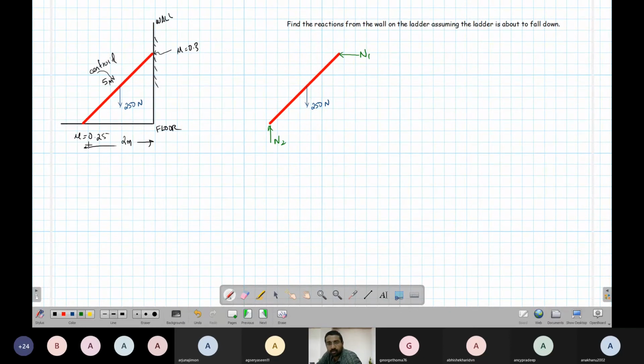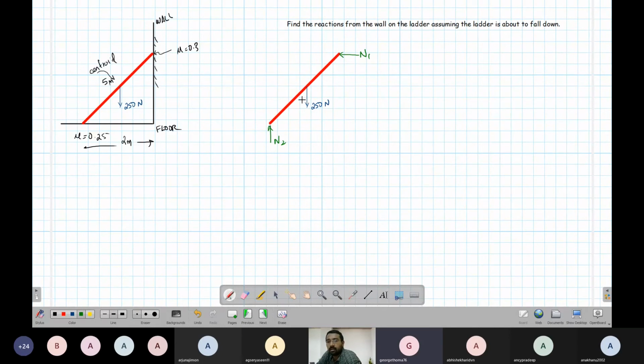So there is a friction coefficient given here. Any force? Yes. Which one? Tell me. What are the forces?